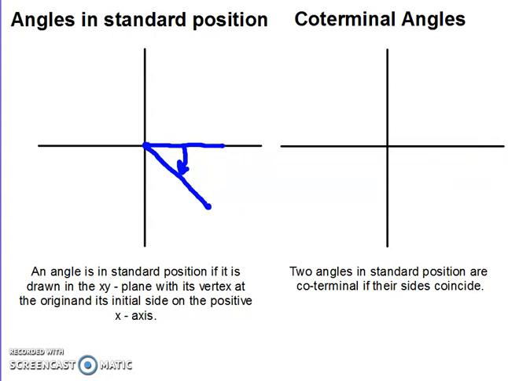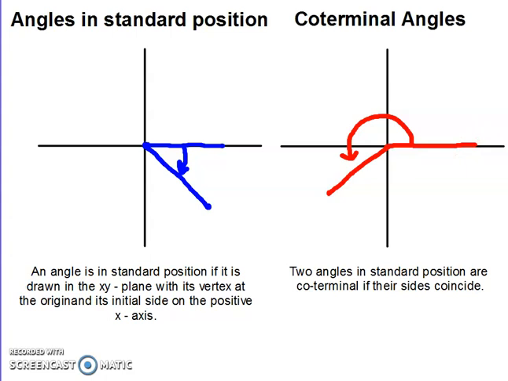Now, coterminal angles are angles that have the same sides or coinciding sides. So in standard position, my first angle might be positive with a terminal side in the third quadrant. So that vertex is still at the origin and will always be at the origin if it is in standard position.